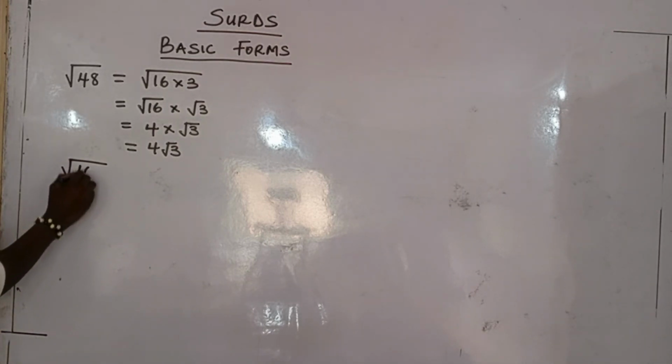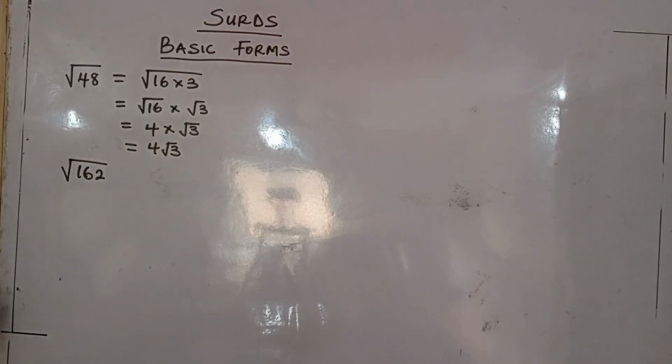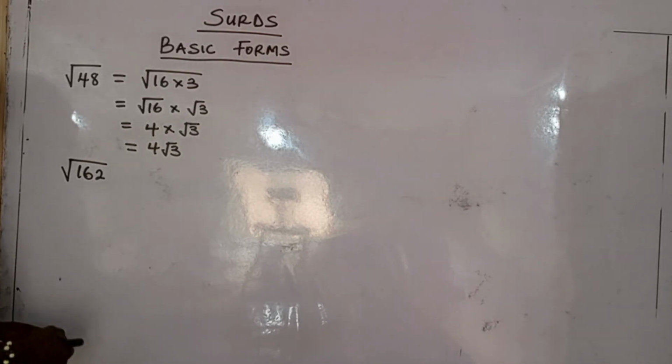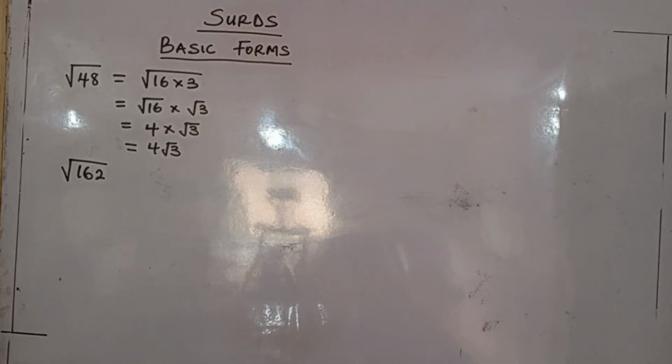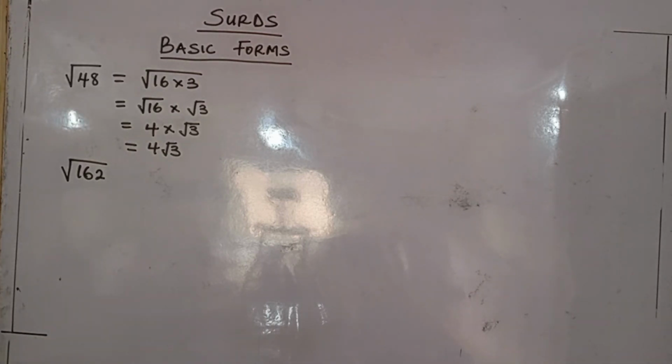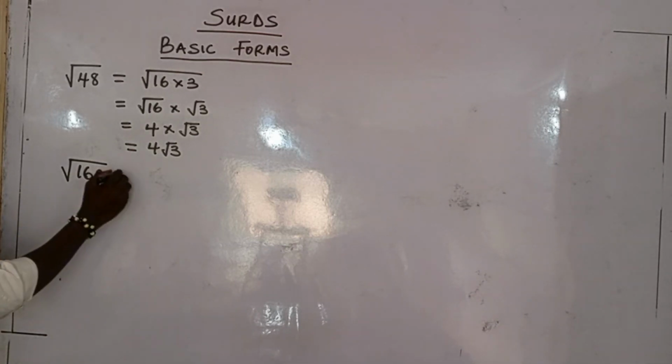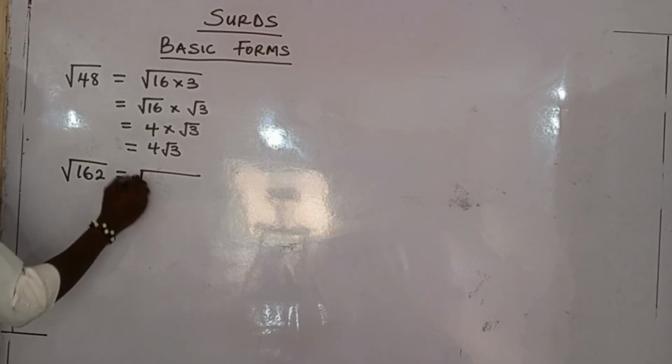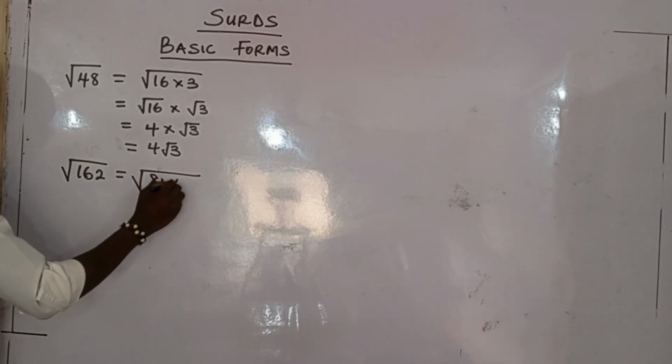We have 162. Looking at 162 also, it is not a perfect square. So we have to express it in its basic form. And how do we do that? We have to make it a product of two factors. One must be a perfect square and the other one must not be a perfect square. So in that case, the only perfect square that will be convenient for us to solve with is 81. So we are saying that the square root of 162 is the same thing as the square root of 81 times 2.